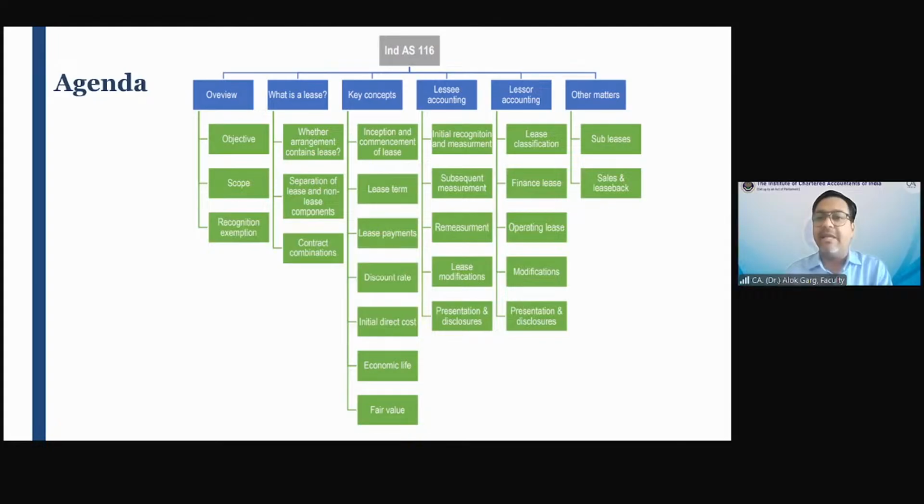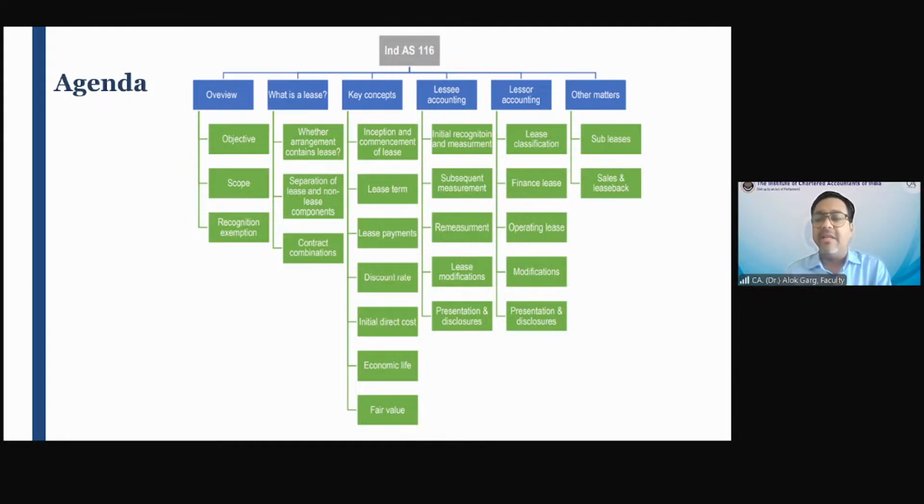It covers the economic life, and how to recognize lessee accounting at the time of initial recognition and measurement and at the time of subsequent measurement. It also talks about remeasurement whenever there is a change in the terms and conditions, and lease modification, which means modification in the scope of the contract. Then this standard talks about lessor accounting.